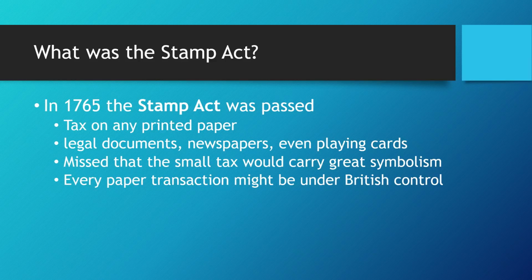The British followed this tax up with one the Americans considered even more invasive, the Stamp Act. The Stamp Act of 1765 placed the tax on virtually all printed paper. This included legal documents, newspapers, even playing cards. The Brits thought this was a small and innocuous tax, and did not understand that it would carry great symbolism for the Americans. In the colonial mind, this might put every paper transaction, even the exchange of written information, or even religious texts, under Britain's control. This tax went over like a fart in church.